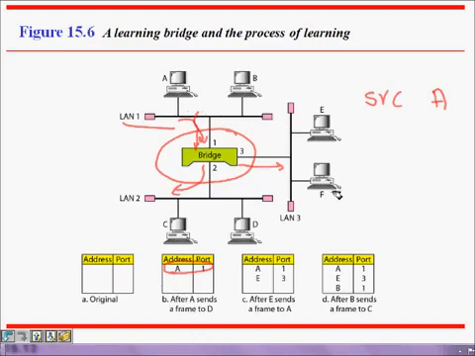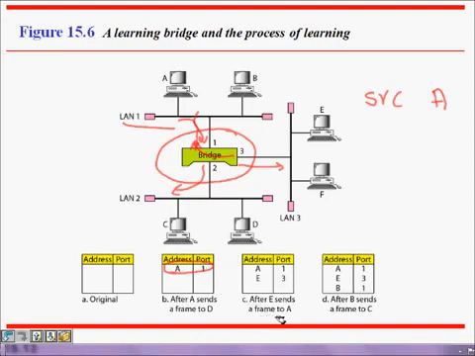So next time, let's say F sends a frame to A, it can easily know that A is at port 1. So now it doesn't forward it to both 1 and 2 but only to port 1, because it now knows that A resides in port 1.